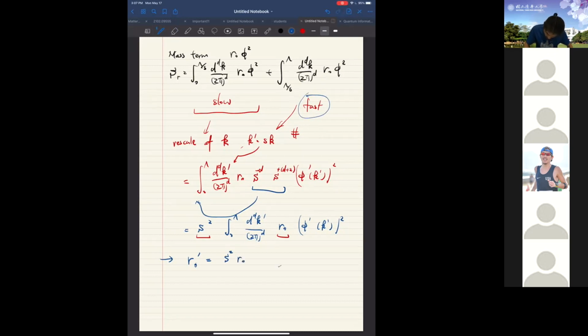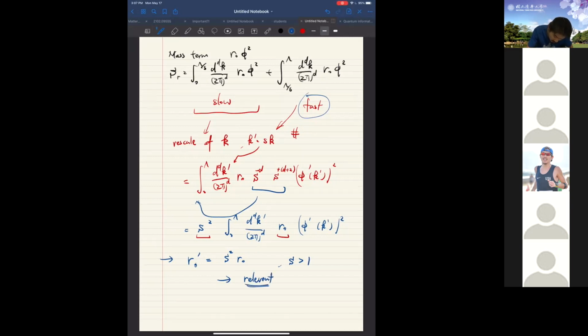Okay, as we know, S is greater than 1, which indicates this is also relevant. So we have two relevant couplings. One is for the linear term, another is for the quadratic one. And then let's check back: does this mass term, which is a relevant operator, make sense or not? So the easiest way to check is from the correlation function.